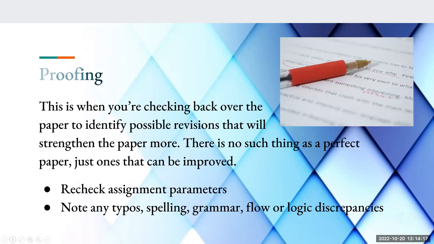Proofreading. Proofreading is a human activity. And think about it. When you're doing a peer review, you are looking over a paper, but a peer review is not a proofreading exercise. A peer review is very evaluative. If you're proofreading, you might just be looking for typos and spelling and grammar.